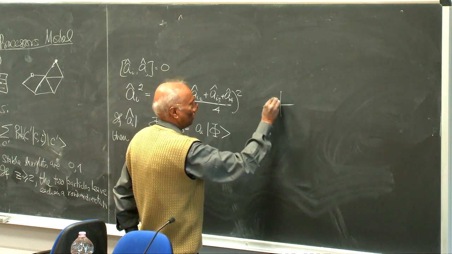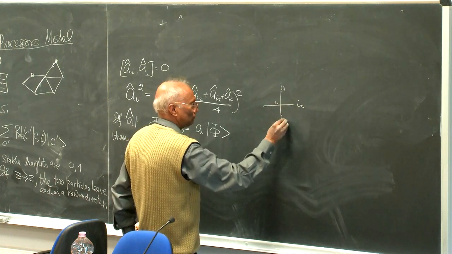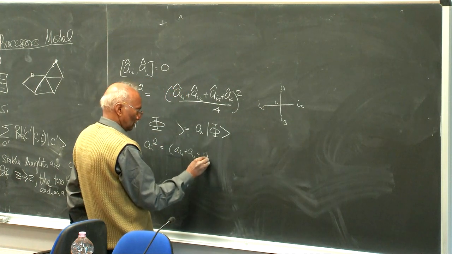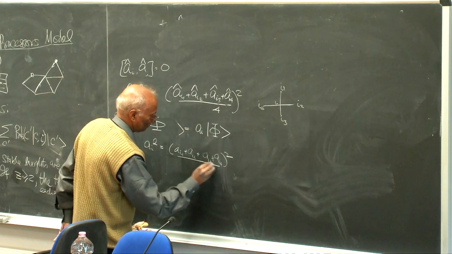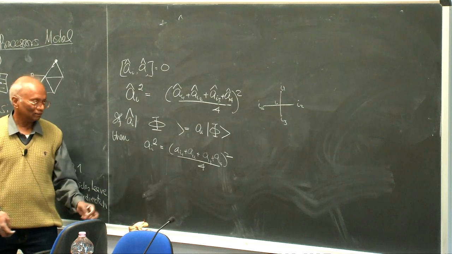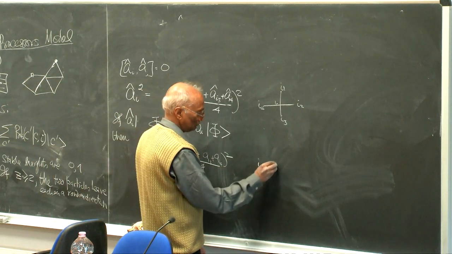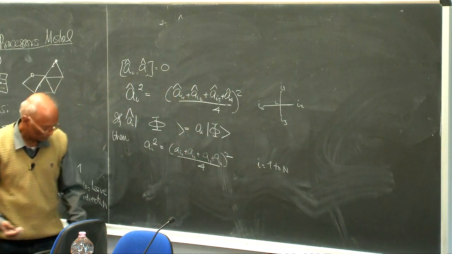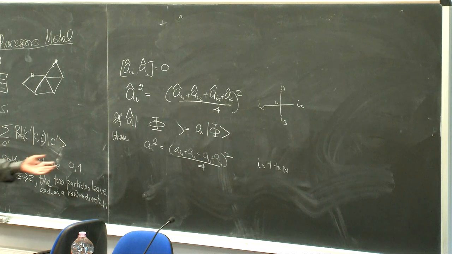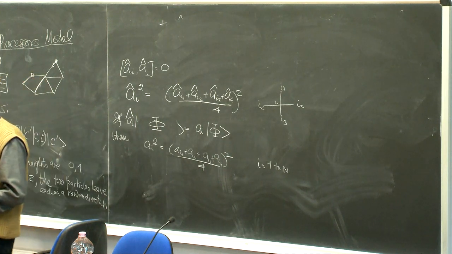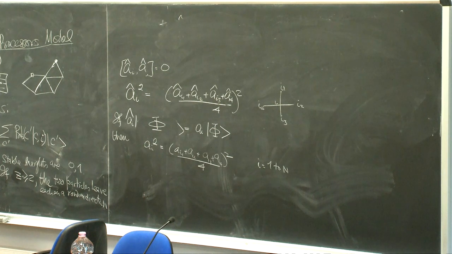Oh, I had this picture. i, i1, i2, i3, i4. a_i3 plus a_i4, squared by 4. So now these are n equations, i equal to 1 to n. And these are coupled quadratic equations in n variables. So I want to solve these coupled quadratic equations in n variables. So that is generally a hard problem. Coupled equations, coupled polynomial equations are not trivial to solve.